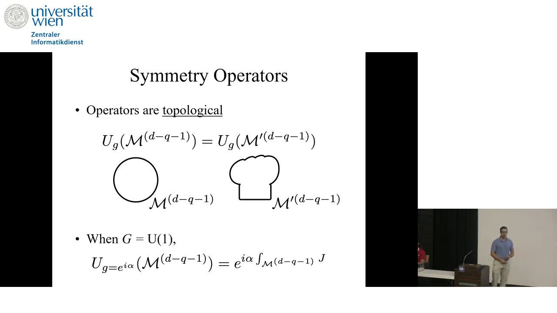In the case of a U(1) symmetry, where we have a Noether current, we can be a bit more explicit about the form of these operators. Namely, they're given by the exponentiated integral of the Noether current over this manifold M, where here alpha labels the element of the group.